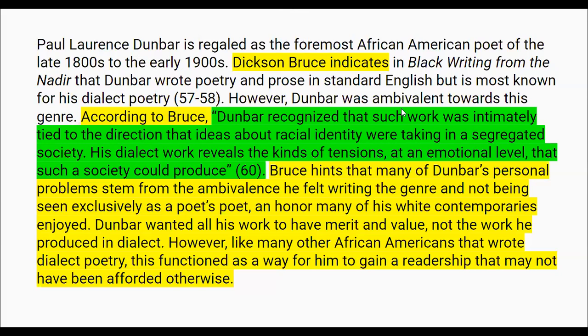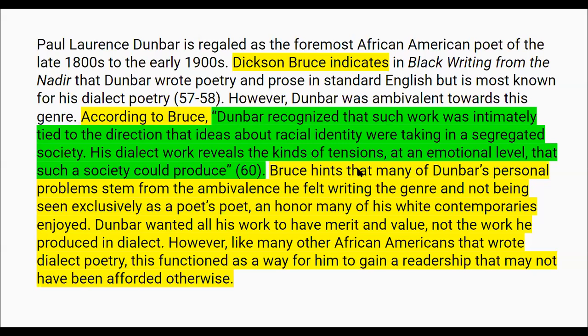His dialect work reveals the kind of tensions at an emotional level that such a society could produce. So that's the direct quote that I'm pulling from Bruce's Black Writing from the Nadir. However, you just can't end. You have to provide some analysis.